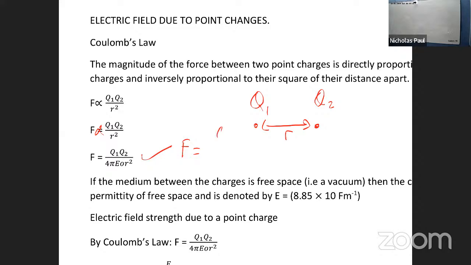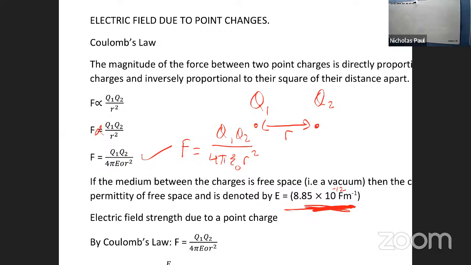F is equal to Q1 Q2 all over 4 pi epsilon R squared. And I gave you the value for epsilon, 10 to the minus 12. All right. So that is where you find the force between two charges. You okay with that?